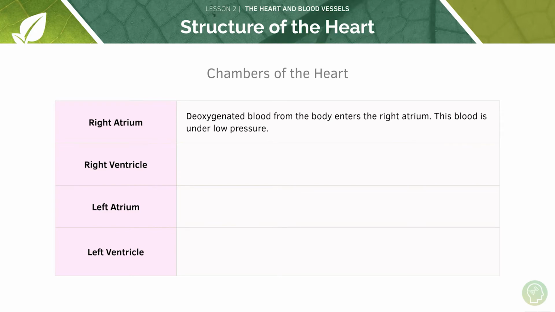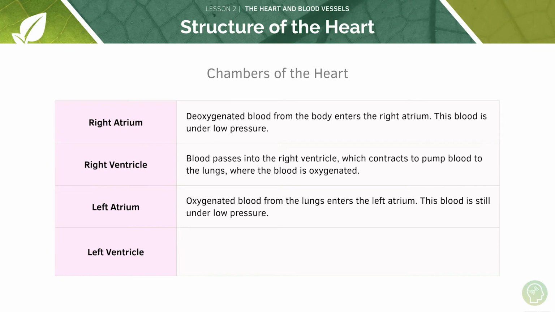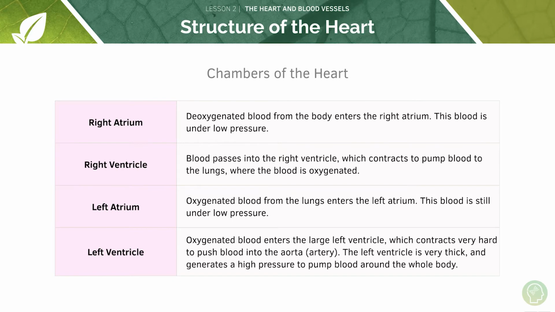So, just to recap, your right atrium is responsible for receiving deoxygenated blood from the rest of the body via the vena cava, and this blood is under very low pressure. Blood then passes into the right ventricle, which contracts to pump blood to the lungs, where the blood is oxygenated. Then blood returning from the lungs gets delivered back into the left side of the heart, so it comes back into the left atrium. And finally, it passes into the left ventricle, where it's then pumped out into the rest of the body via the aorta.